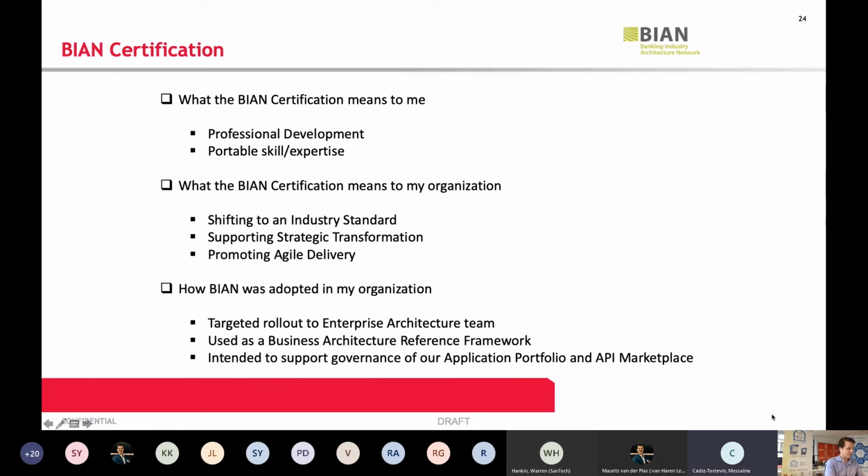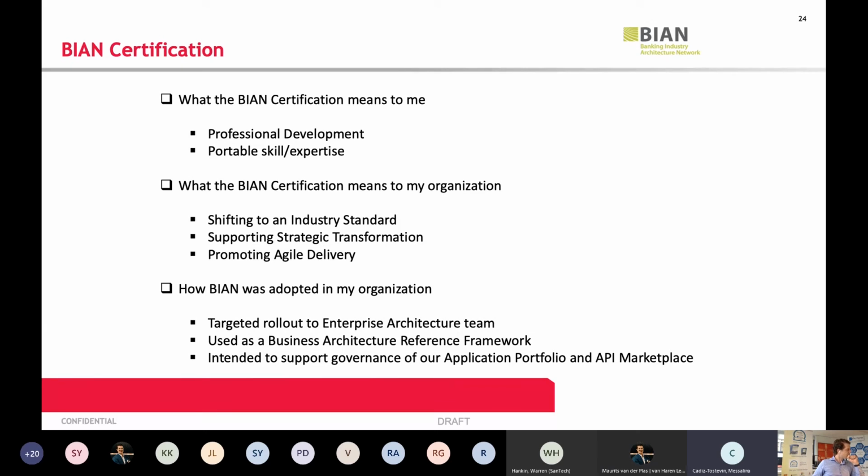So what does the BIAN certification mean to me? I think I'll just reiterate what Vish has already stated, as well as Warren. It is another milestone for my professional development. To be certified is to be recognized as having some expertise in the BIAN framework. But it is also a portable skill that I can carry with me, and it's applicable to any financial industry member, as well as to any vendor that may be business partnering with a financial industry. So I decided to go for the certification just because it is an industry standard and it is portable.